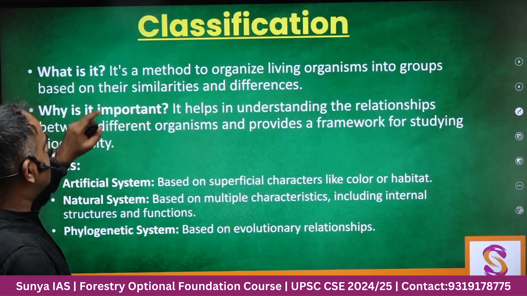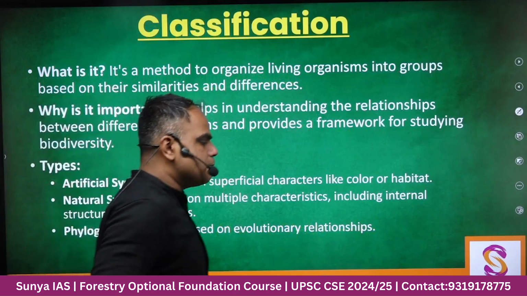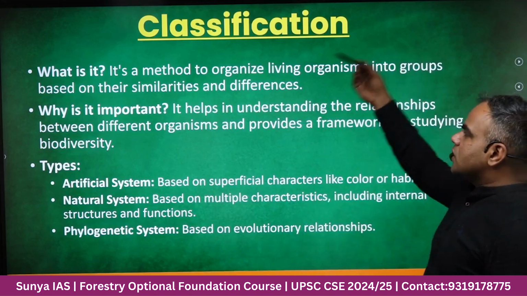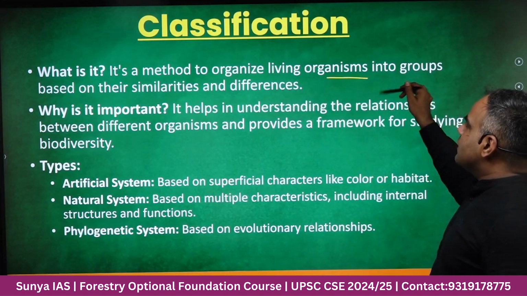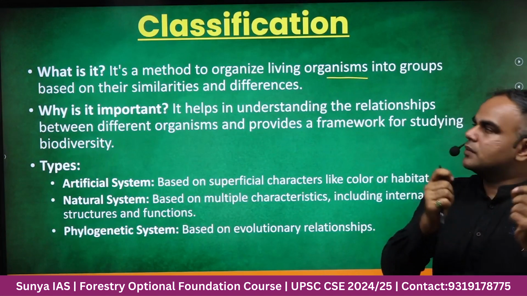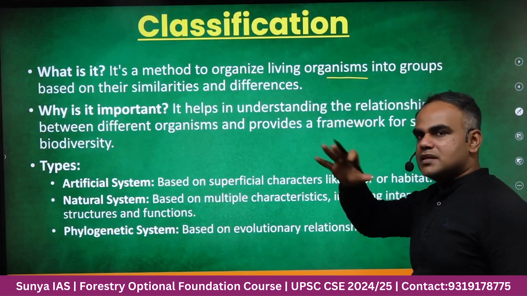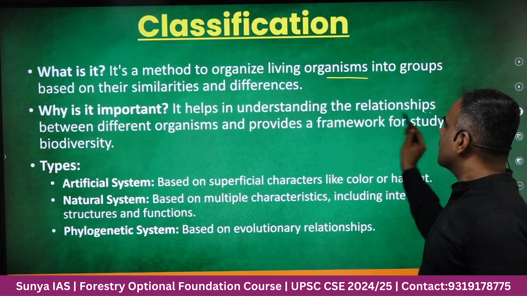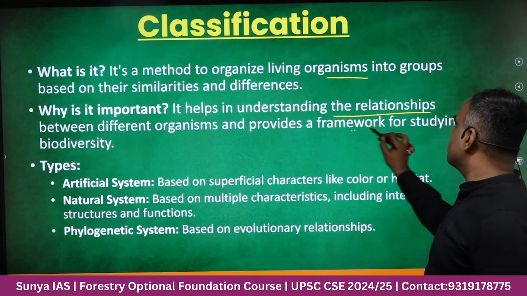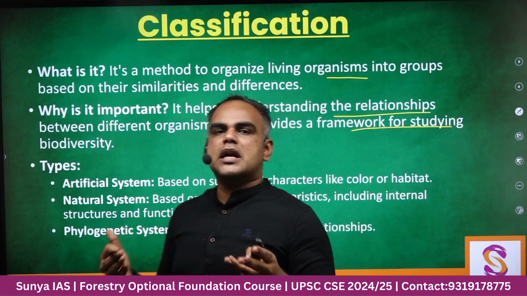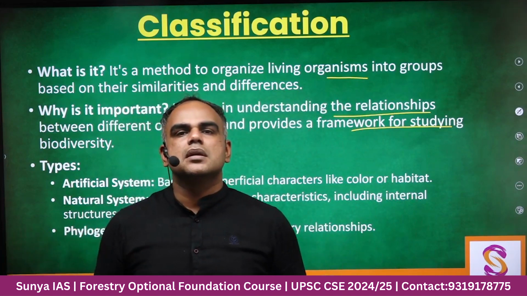And then this is the part I was telling you, classification. This is basically the whole edifice of this lecture. What is this? It is the method to organize living organisms, so you want to group the organisms which have similar traits, and the ones that have differences you move out. Why is this important? Understanding relationships provides a framework for studying biodiversity, more from an educative point of view. So there are many benefits to doing that.